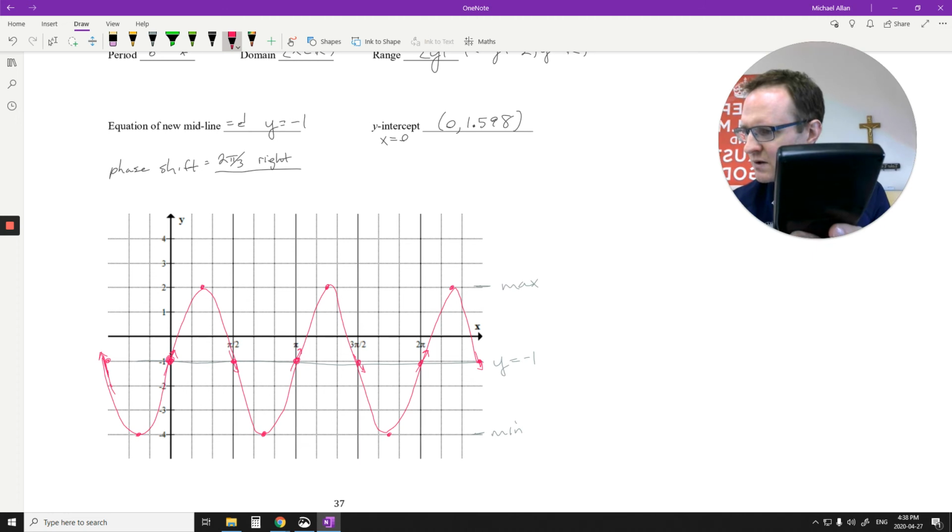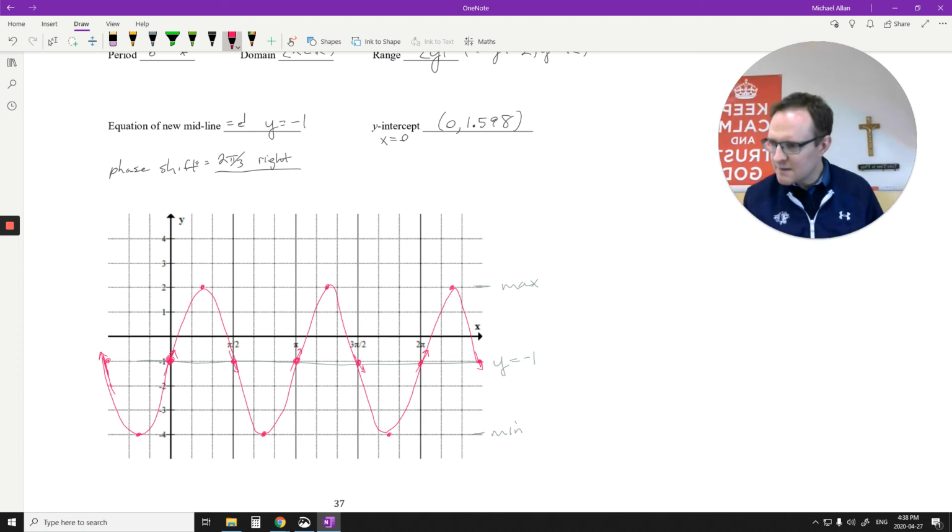So 1, 2, 3, 4, 5, 6. Every single one of these is pi over 6. So that means this is pi over 3. Right, so this distance is pi over 3. That means 1, 2, 3, 4 boxes is 2 pi over 3. So this here is 2 pi over 3. So 4 boxes is 2 pi over 3. So the whole graph has to move that distance to the right. Every single point is going to move that way.